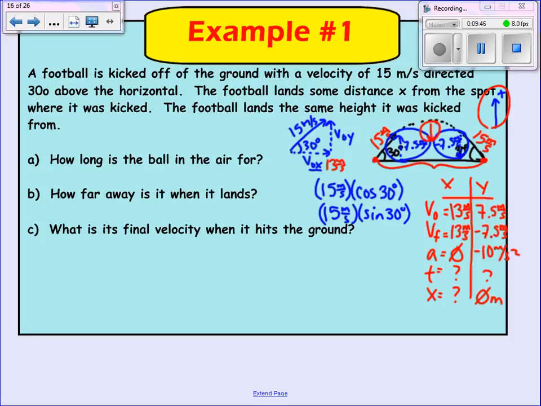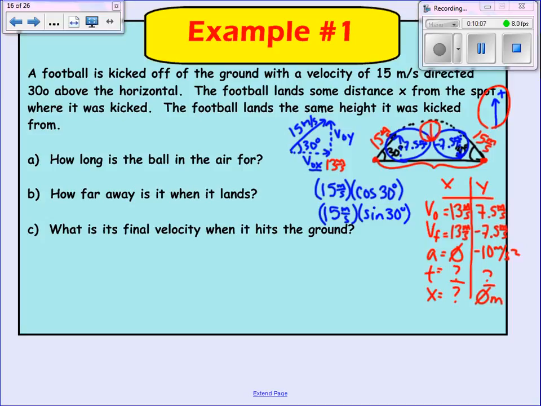Letter A asks how long is the ball in the air for, or in other words, it wants time. Now remember, time is the same for both columns, but which column information do we want to use? Since time is dependent on y values, because the ball is in the air and it's gravity that pulls it down towards the Earth again, we need to use the y values to figure out what our time is going to be.